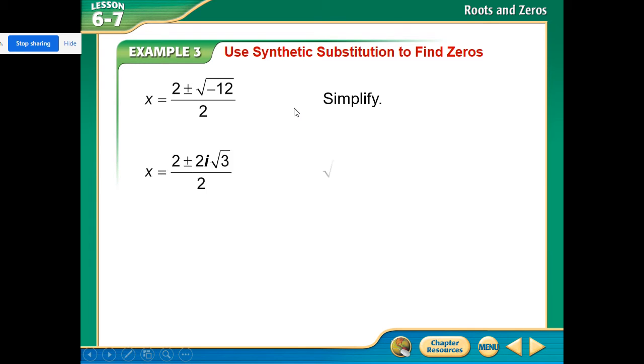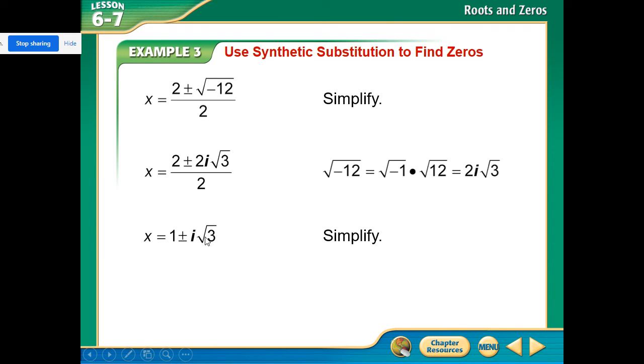Simplifying -12, we have to birthday cake. -12 is 2i root 3. It's 2 times 2 times 3, so the 2's come out. And the -1 means it's an i. So we rewrite it as 2 plus or minus 2i root 3 over 2. And then remember the 2's we have to go ahead and cancel out also. So it's 1 plus or minus i root 3.